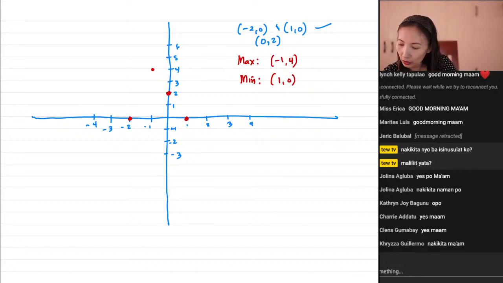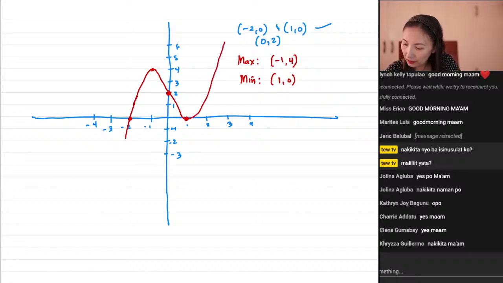So if we now connect the points, the graph would look like this. Okay, so this is the graph. Really, negative 1, 4 is a local maximum and 1, 0 is a local minimum. You can verify that using GeoGebra.